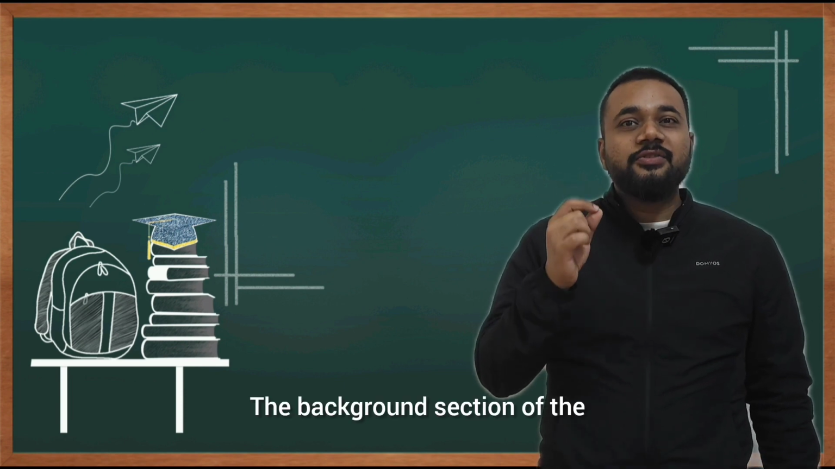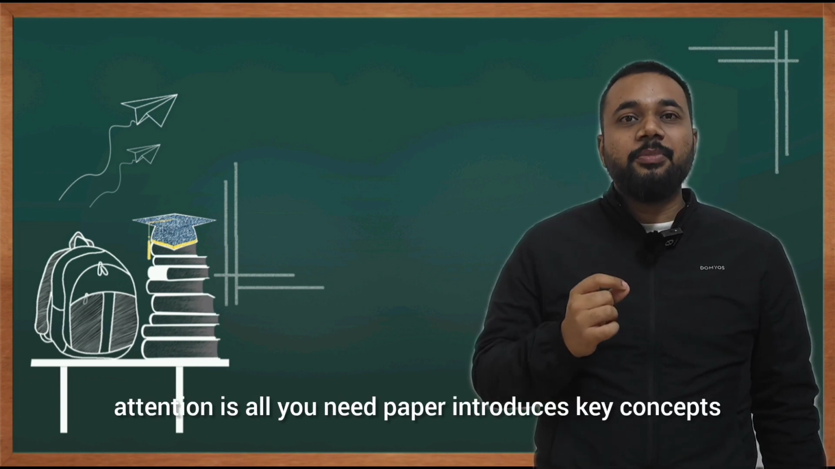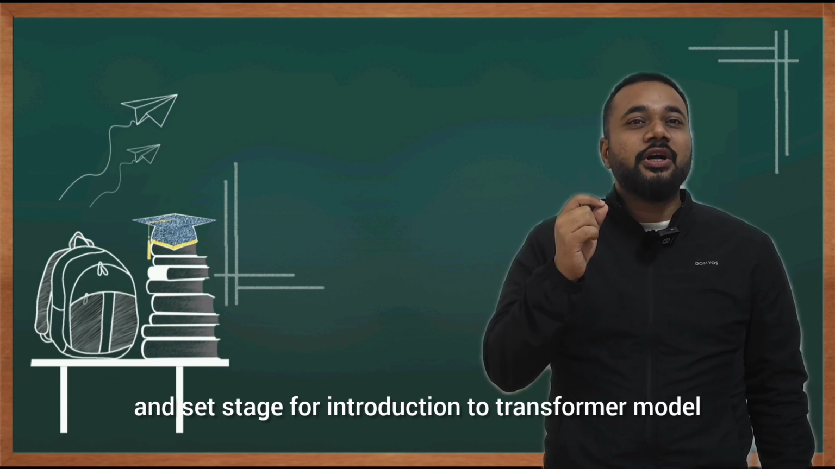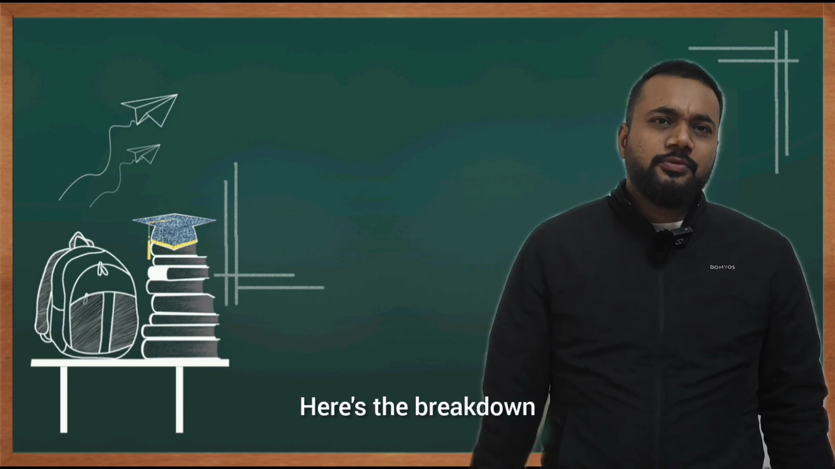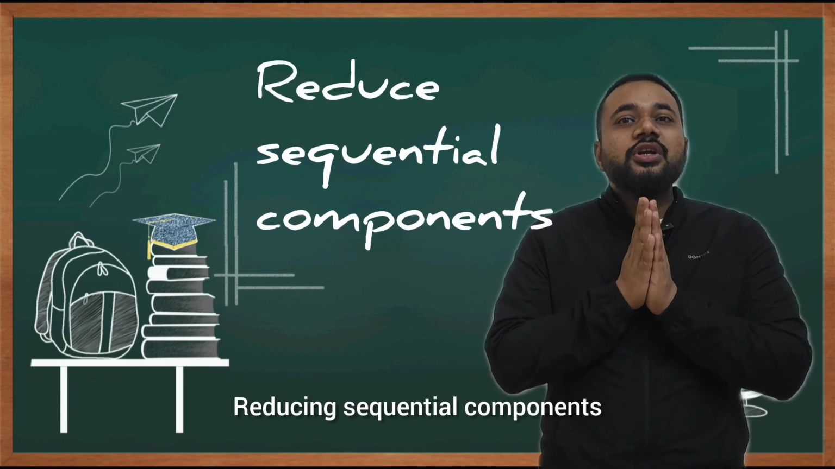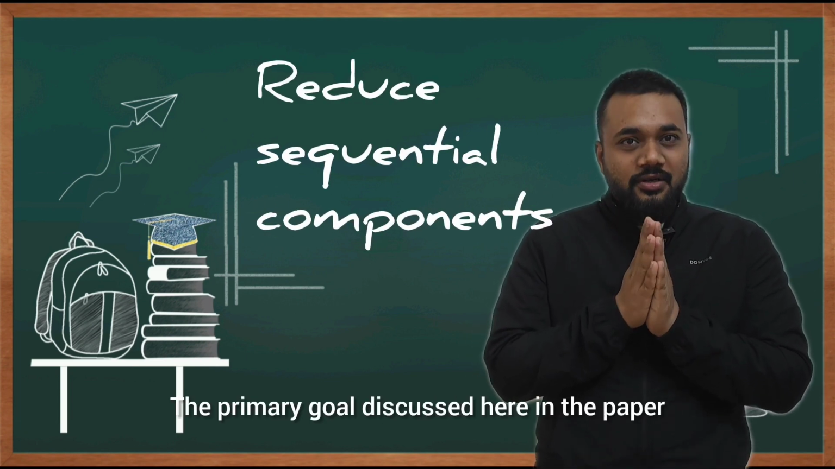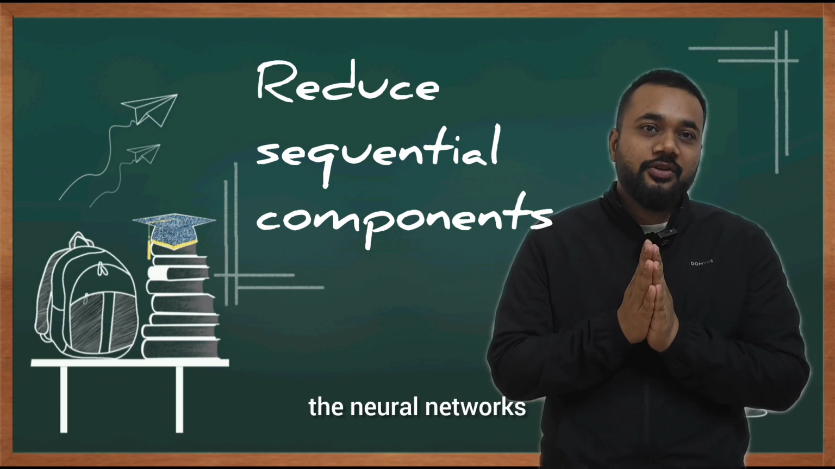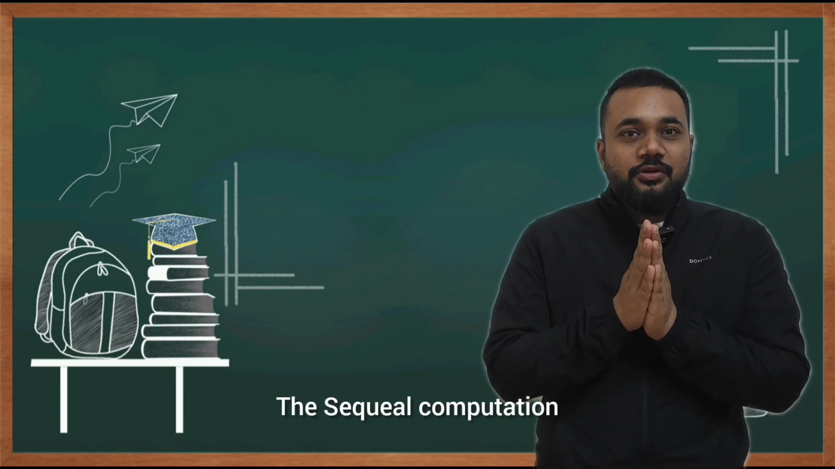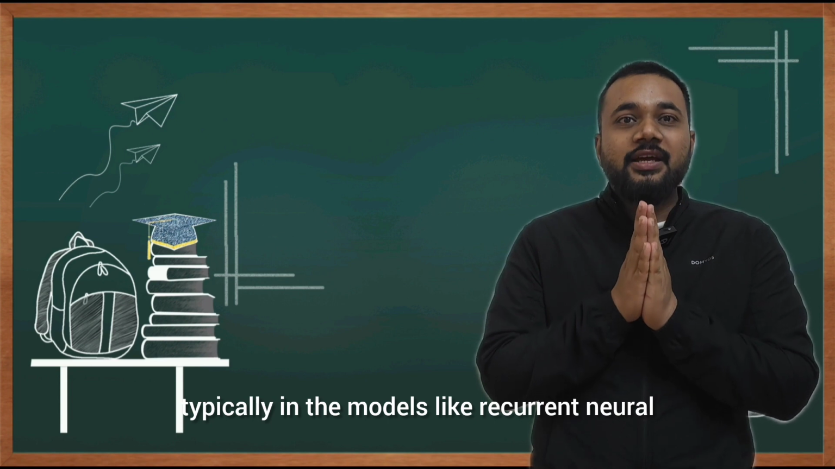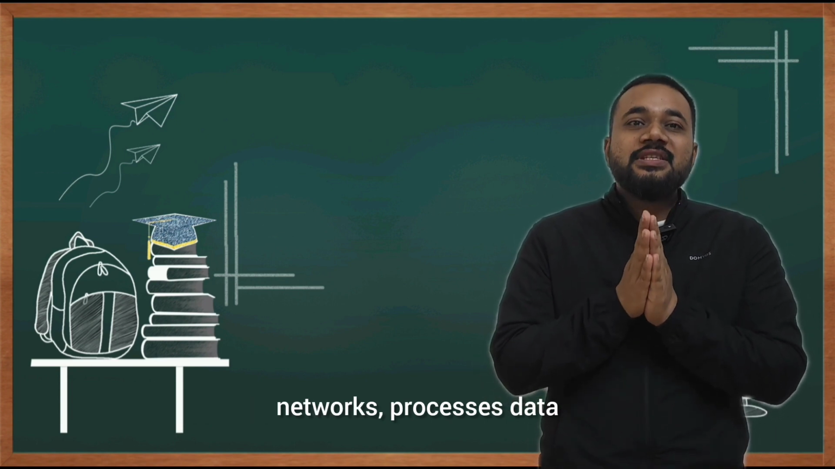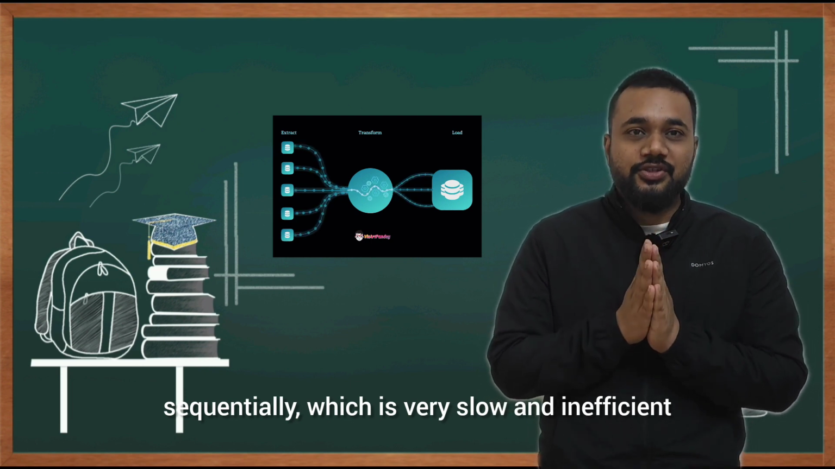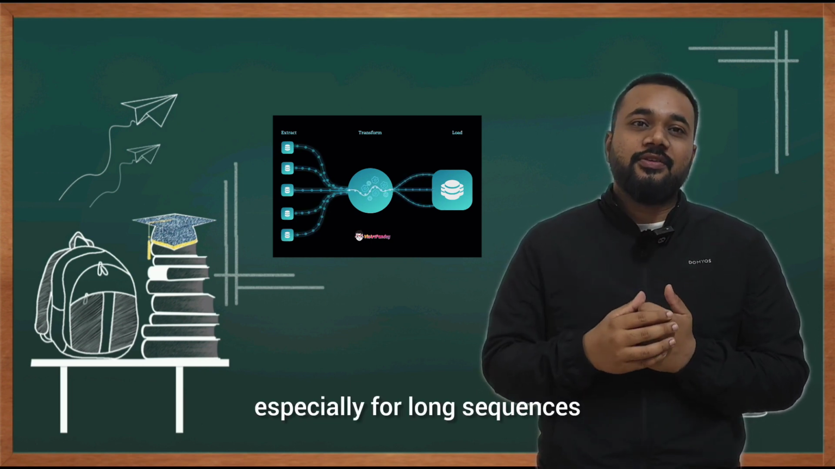The background section of the Attention Is All You Need paper introduces key concepts and sets the stage for the introduction of the transformer model. Here's the breakdown. Reducing sequential components. The primary goal discussed in the paper is to reduce the sequential component of neural networks. The sequential computation in models like recurrent neural networks processes data sequentially, which is very slow and inefficient, especially for long sequences.